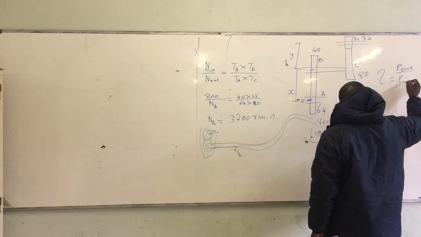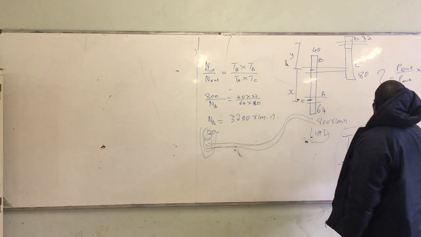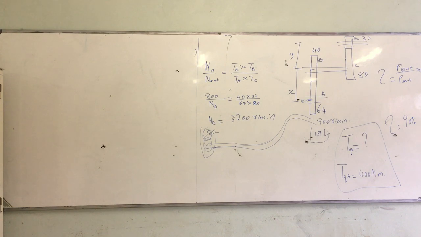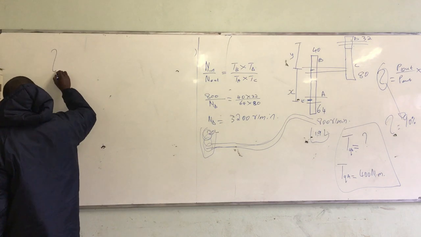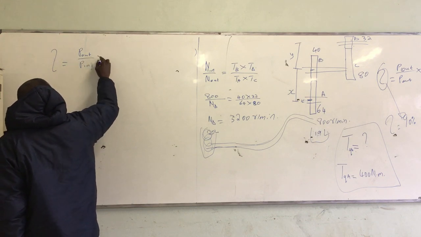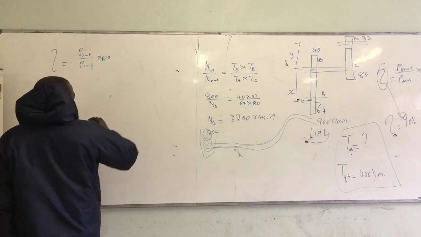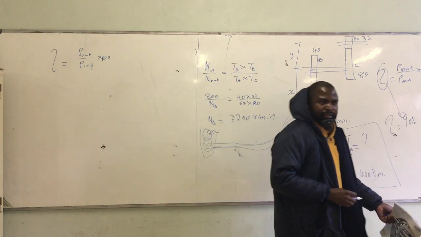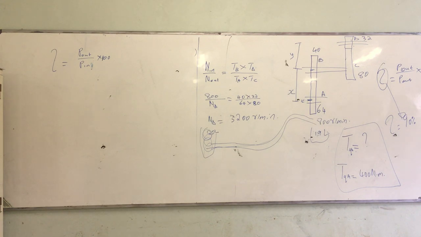power over input power, multiplied by 100. That will be your efficiency. How efficient is your motor? After losing certain power in transmission, what is it that you are left with? Output over input. So now we are given efficiency as 90 there. Efficiency is power output over power input times 100. So they say efficiency is 90, eh? So that means there was a 10% power loss on the system due to different factors.